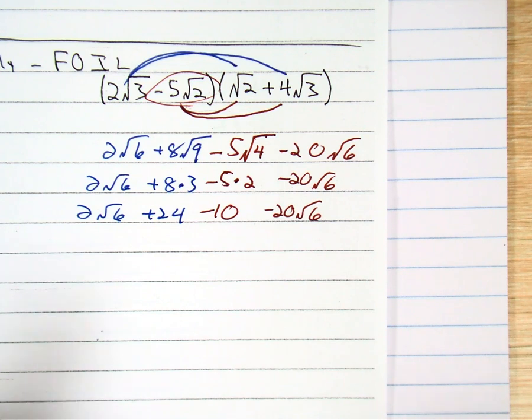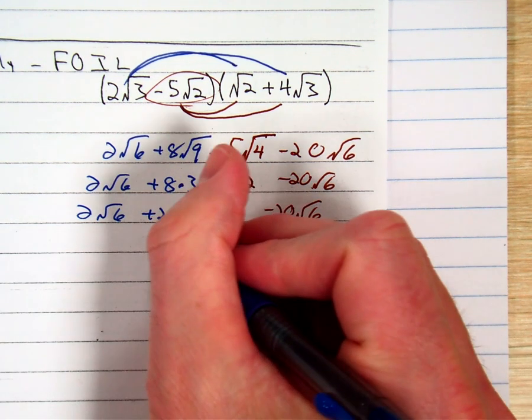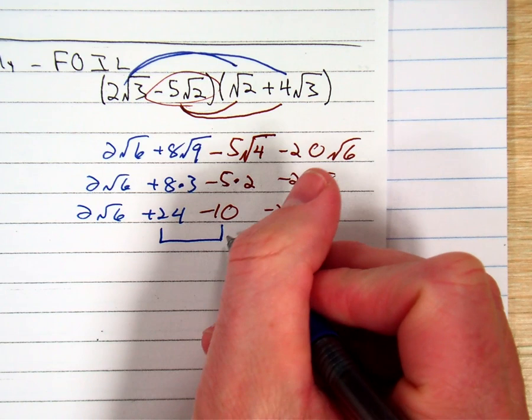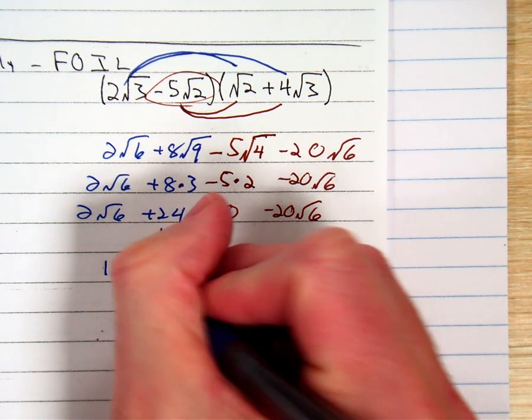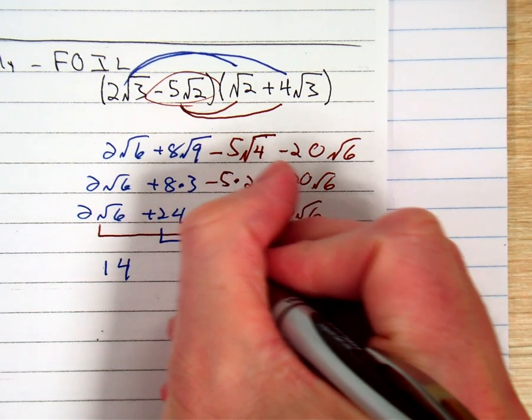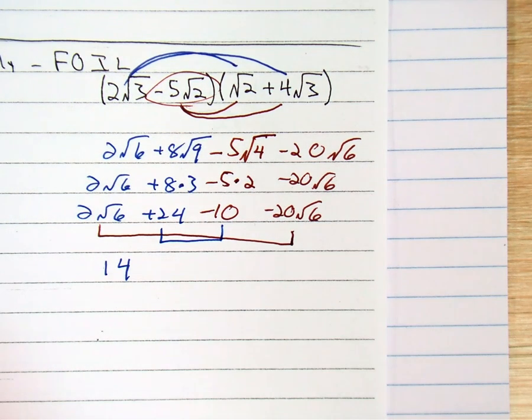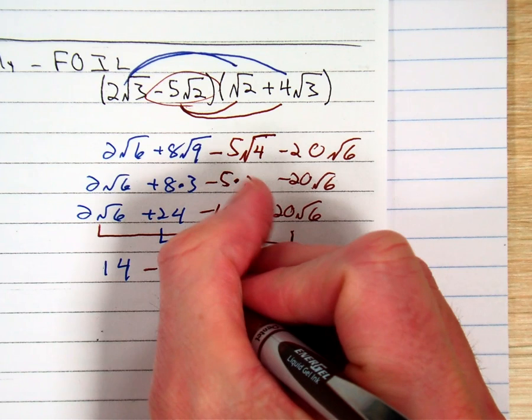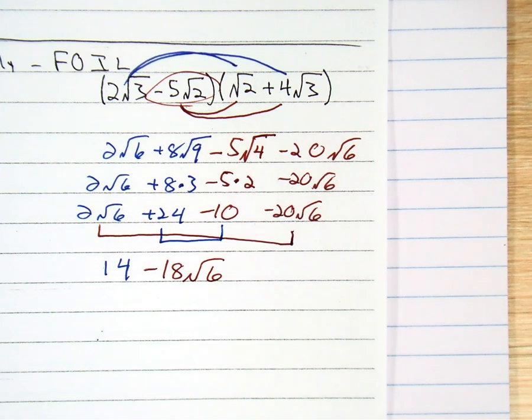And now we look to put some things together. We can put our regular numbers together. 24 minus 10, that's going to be 14. And our radical 6's together. 2 radical 6 with a negative 20 radical 6 for a negative 18, or a minus 18 radical 6. That had a little bit more work in it, okay?